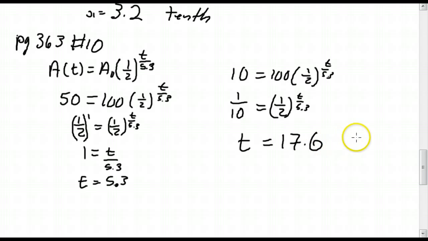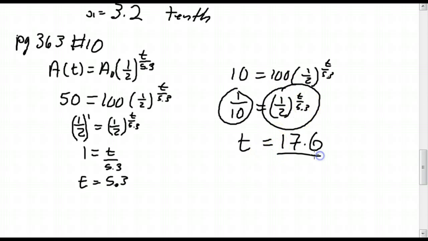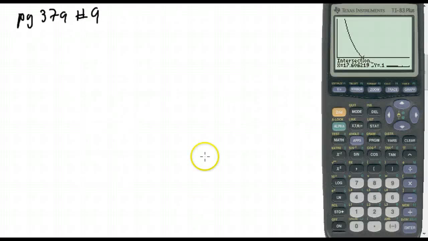And this is in, what was the half-life? Time. Years, I guess. This is in years. So 17.6 years for the amount of cobalt-60 to be 1/10 of what it was to begin with, right? And we graphed this as y1, this as y2, and we solved for t, or x, as the case may be.